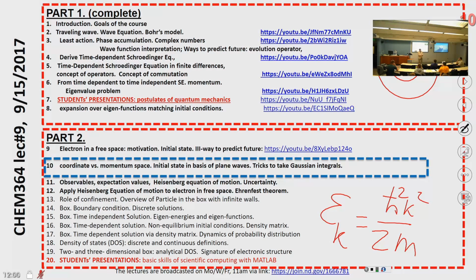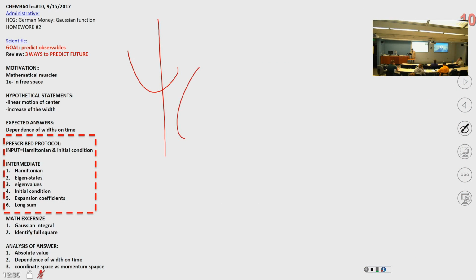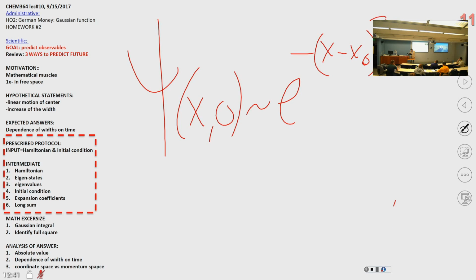But now, in order to propagate it in time, we need first to convert this initial condition as a function of position into the form of expansion coefficients. So from psi of x at 0, which we assume to be e to the minus x over x naught, squared, we need to go to expansion coefficients, c sub k.